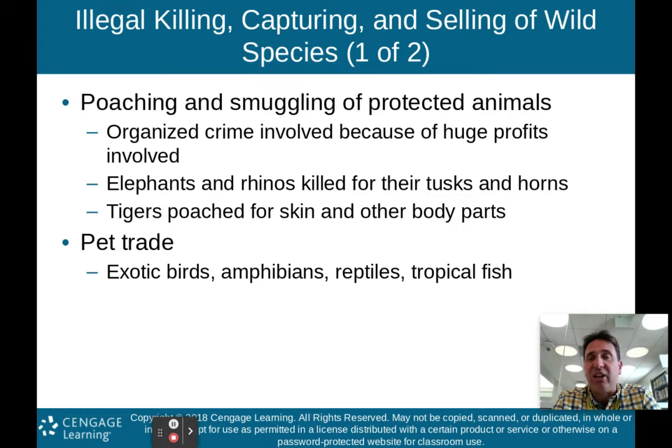So poaching and smuggling of protected animals is a huge issue. Organized crime is actually involved because of the huge profits that they can make. Elephants and rhinos especially are killed for their tusks and their horns. That's it. They don't even eat the meat, right?